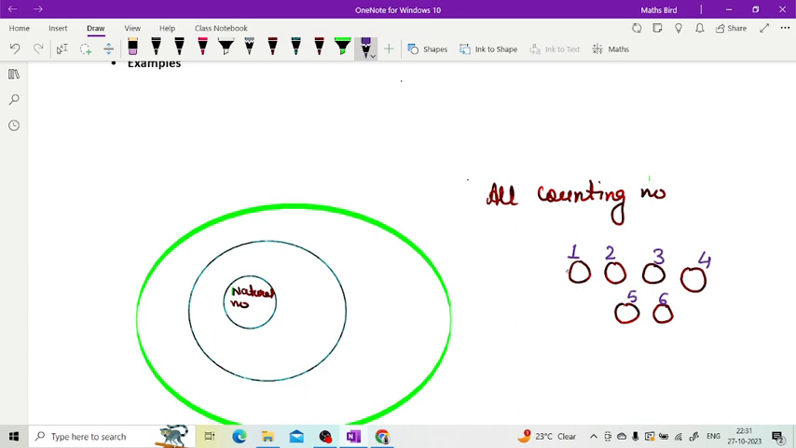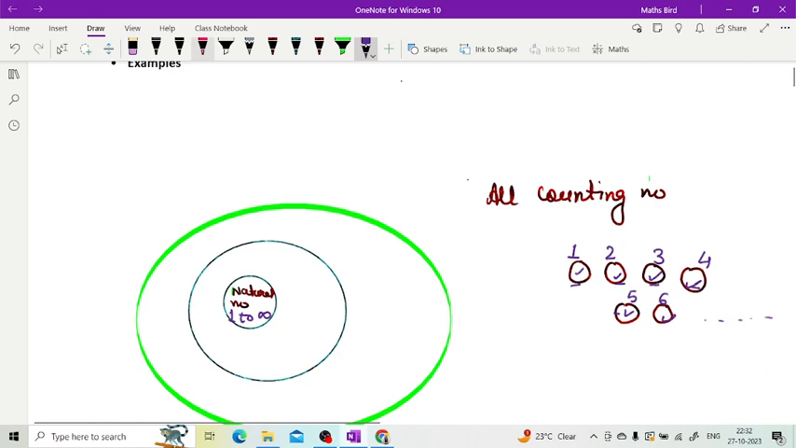You will not say this is 0, then 1, this is -1, this is 2, this is -2. No. When I ask you to just count and tell me how many balls there are, simply you will count 1, 2, 3, 4, 5, 6 up to infinity. So all the counting numbers from 1 to infinity are natural numbers.